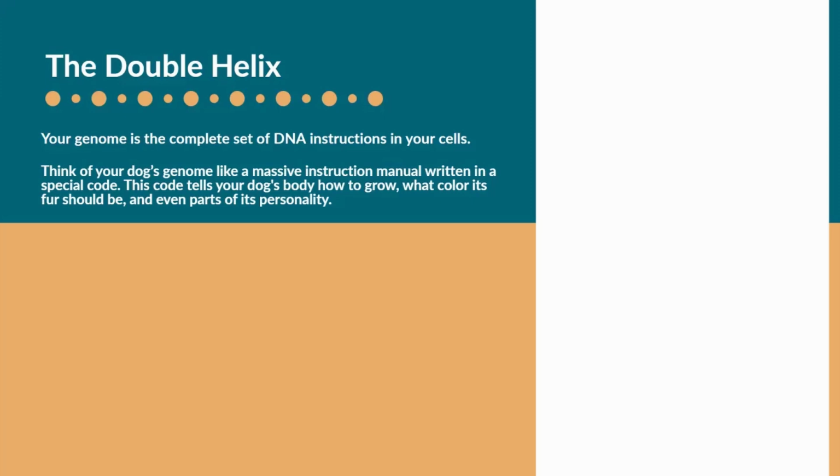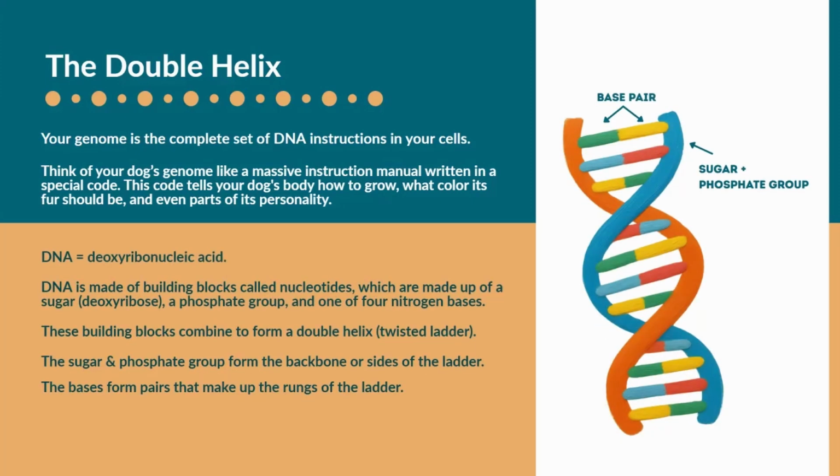Think of your dog's genome like a massive instruction manual written in a special code. This code tells your dog's body how to grow, what color its fur should be, and even what parts of its personality. These instructions are written using something called DNA, which stands for deoxyribonucleic acid.